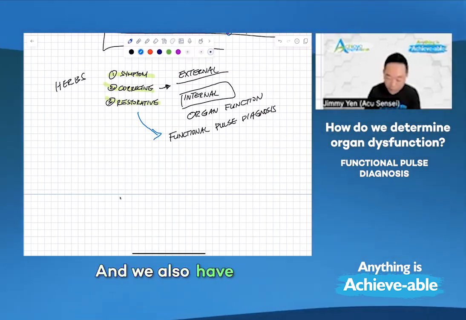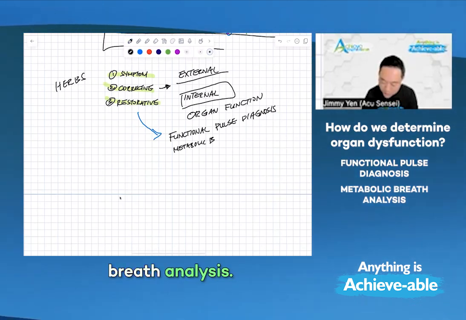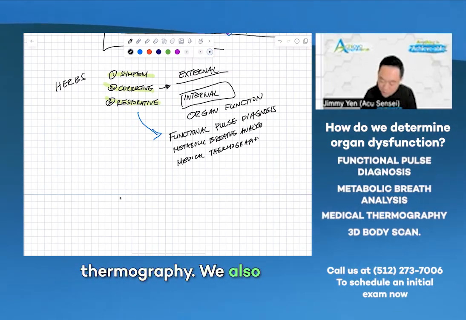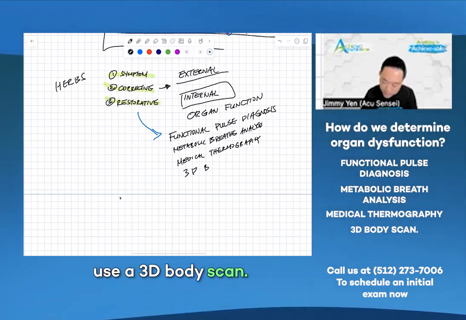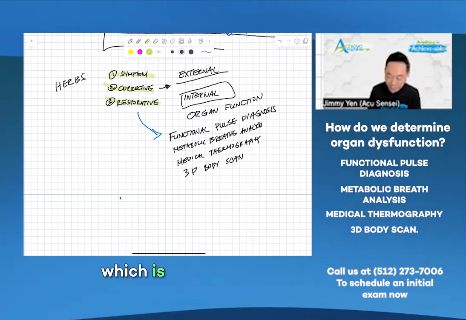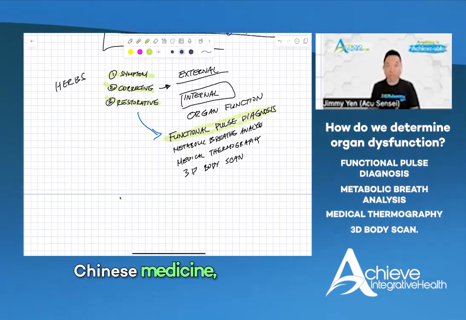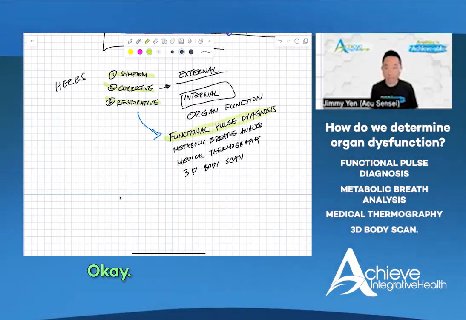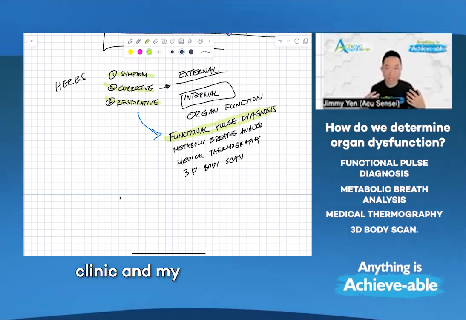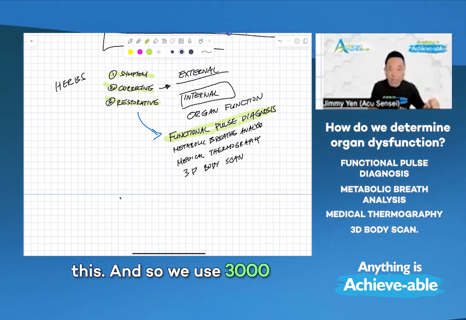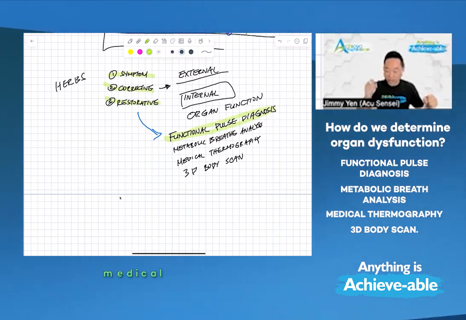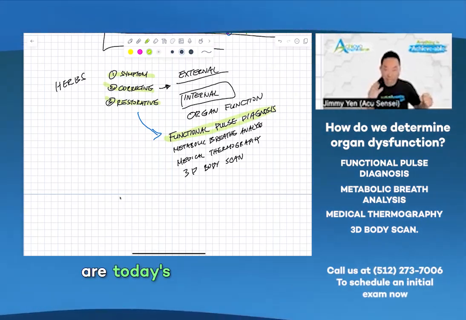Okay. We also have a metabolic breath analysis. We also have medical thermography. We also use a 3D body scan. So we use functional pulse diagnosis, which is based on traditional Chinese medicine, which is a 3,000-year-old medicine. This functional pulse diagnosis is something that I created. Only our clinic and my team does this. And so we use 3,000-year-old technology with today's technology. So metabolic breath analysis, medical thermography, and 3D body scan, these are today's technology.